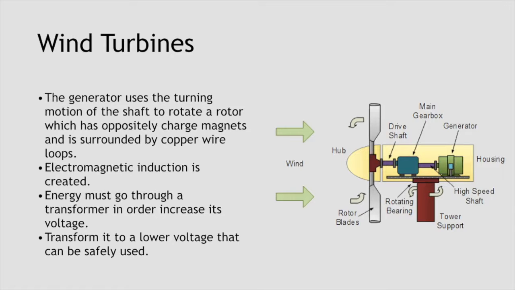The electricity generated by harnessing the wind's mechanical energy must go through a transformer in order to increase its voltage and make it successfully transfer across long distances. Power stations and fuse boxes receive the current and then transform it to a lower voltage that can be safely used by businesses and homes.